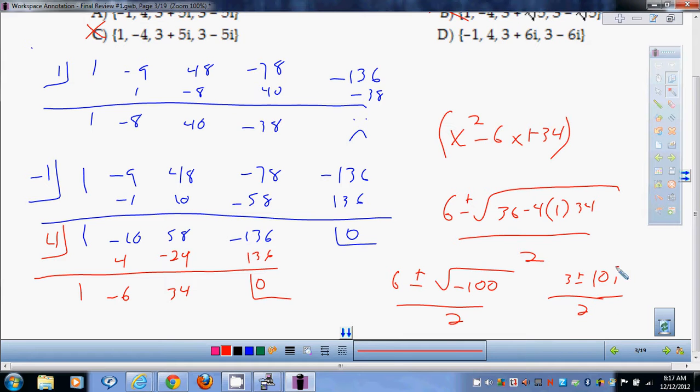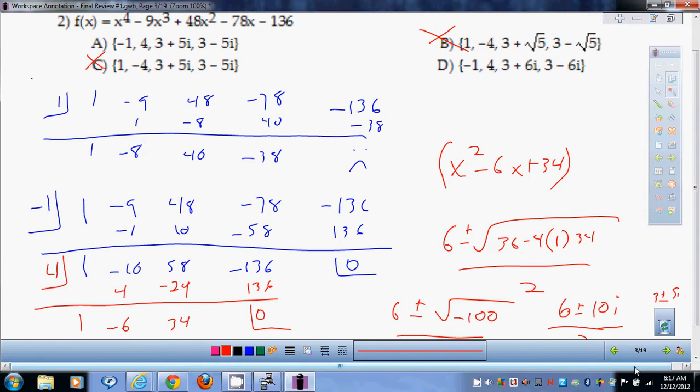And what's this going to reduce to? I'm sorry, I pre-reduced this. That's right, that'll be, crikey, I'm out of room. That'll be 3 plus or minus 5i when you divide everything by 2. So the answer is A.